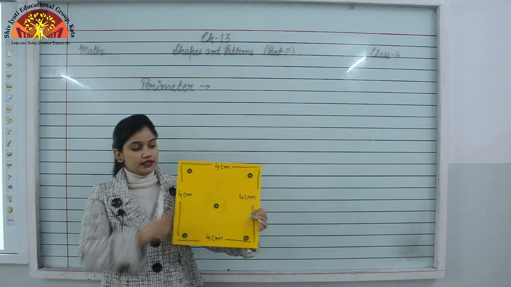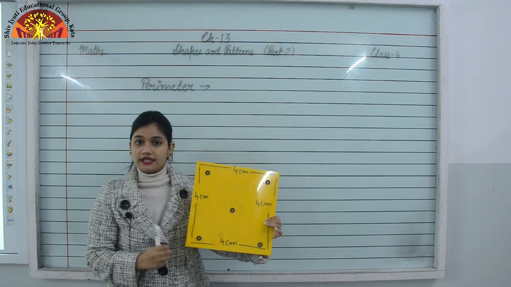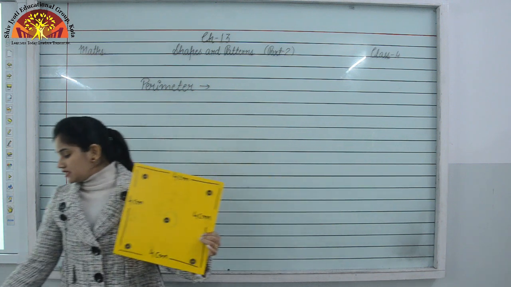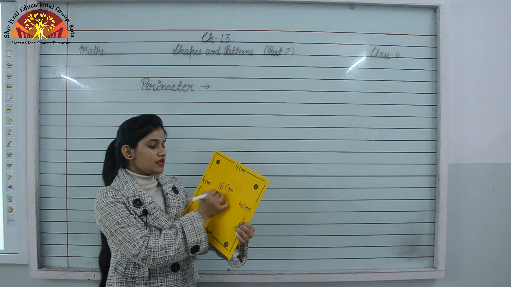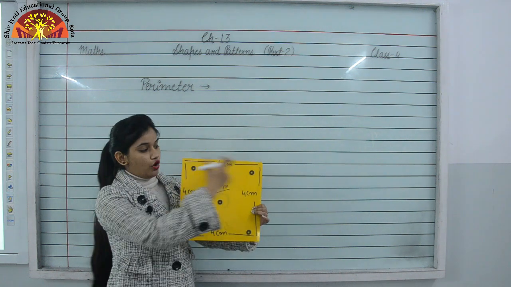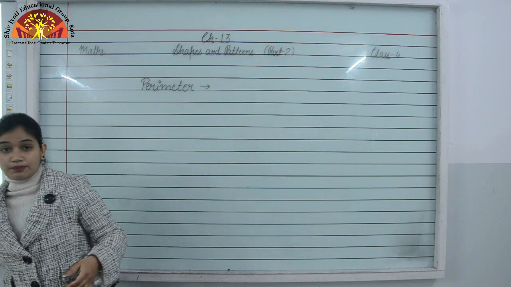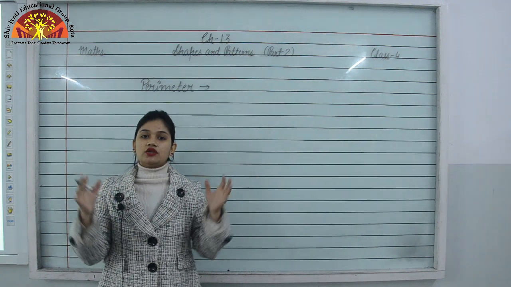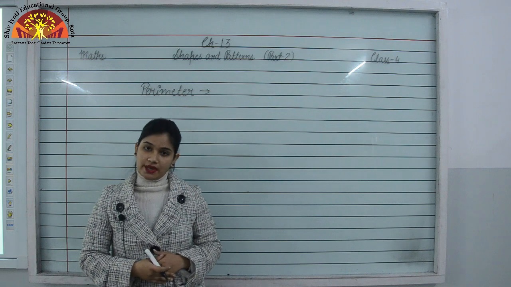We are adding the length of the sides. Is it clear? And now we are getting the perimeter of this shape, and the perimeter will be 16 centimeter. Is it clear, students? So here we have seen what is the perimeter. To find the perimeter, we have to observe the length of the boundary of the given shape. So now we take some questions of perimeter.